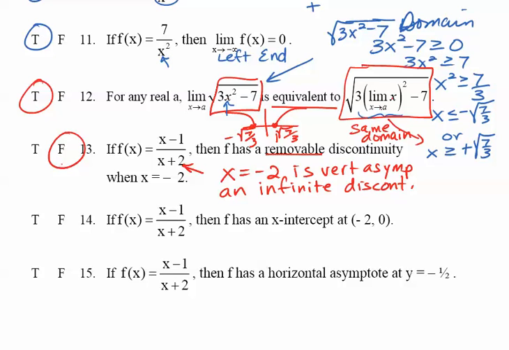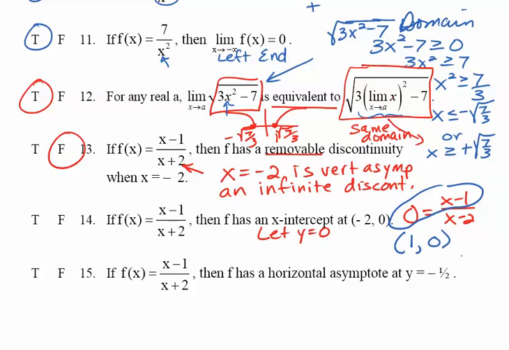The same function in number 14, does it have an x-intercept? Well, remember, for an x-intercept, we need y to be equal to 0. When is a fraction equal to 0? A fraction is equal to 0 when its numerator is equal to 0. So our x-intercept would be at (1, 0) rather than (negative 2, 0). So that would be false.